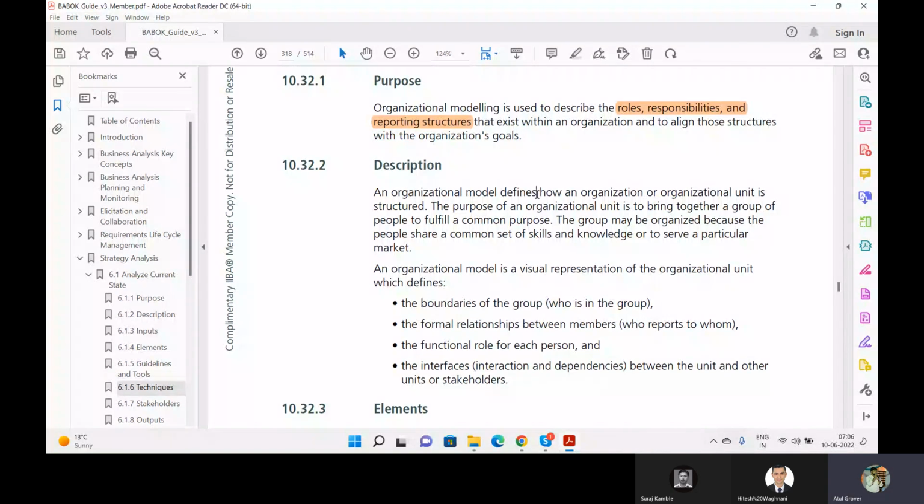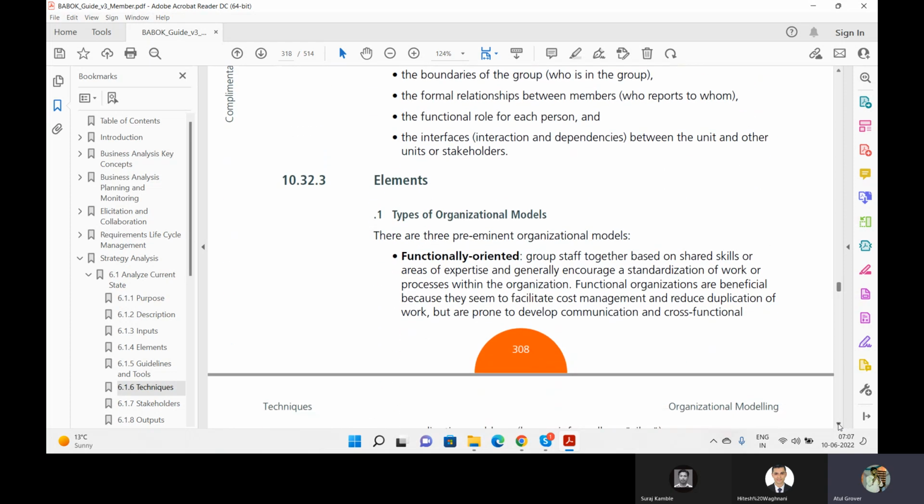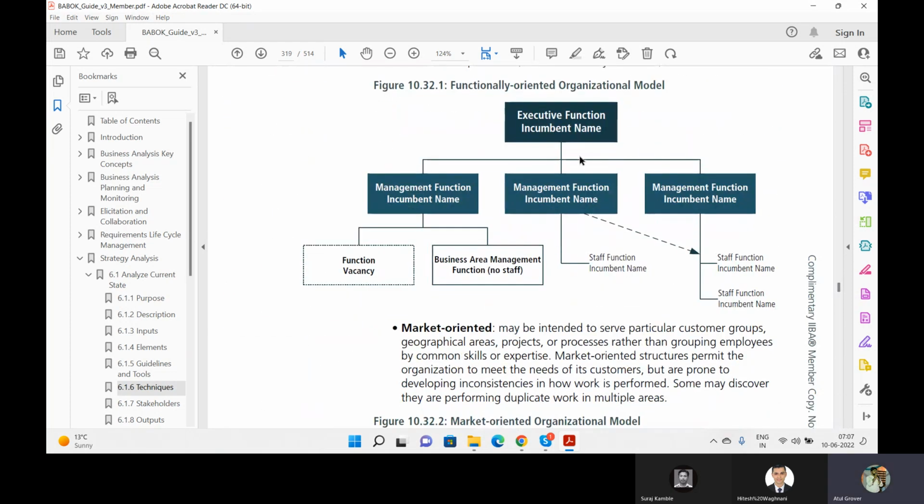This model defines how an organization, all organizational units, are structured. मतलब बनी कैसे हुई है, सिंपल सी बात है यार. In short, if I say, it is a visual representation. बाउंड्रीज क्या है, फॉर्मल रिलेशनशिप्स क्या है, कौन किसको रिपोर्ट करेगा, इंटरफेसेस क्या है. Let's see some kind of a diagram. देखो ये है.